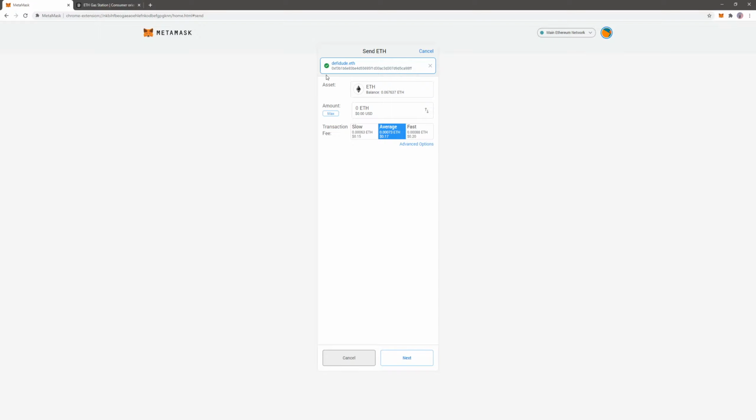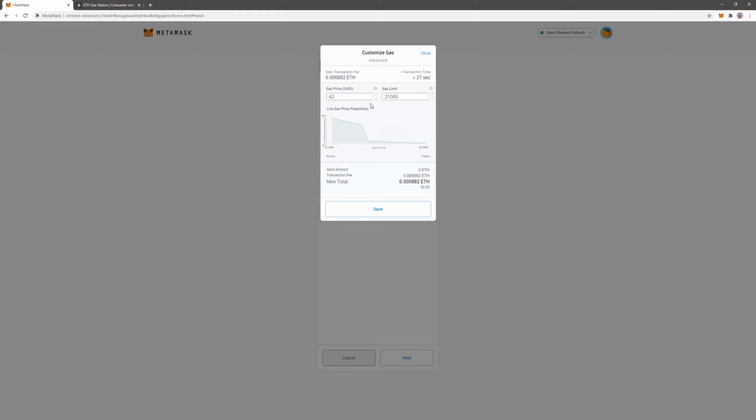So I'm using MetaMask in this video. I just have my wallet pulled up with a regular transaction of sending myself some ETH. And I'm going to click Advanced Options. It's going to show me my gas details, and you'll see gas price in GWEI.